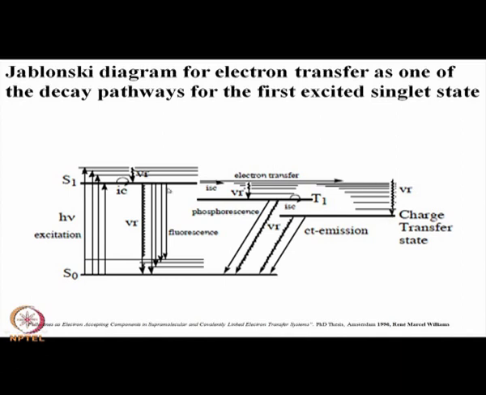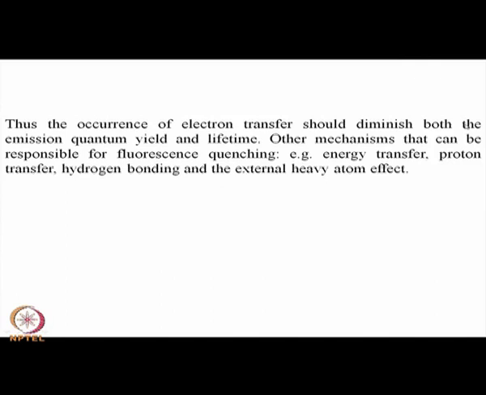Therefore, ultimately you will receive fewer photons over here, because some of the excited population is branched to here. As a result, your population density will decay faster. So, both the emission quantum yield, that is emission intensity, and the lifetime will be diminished.